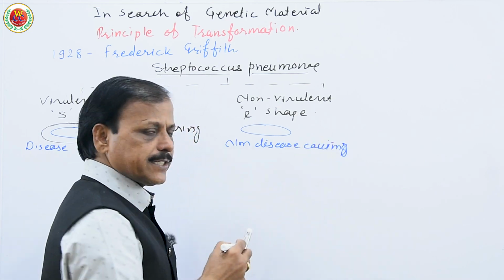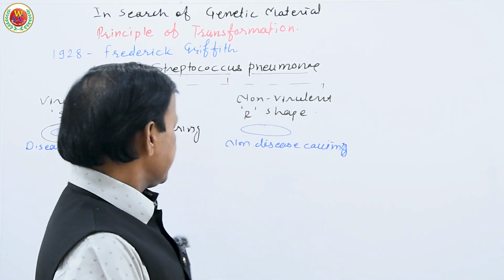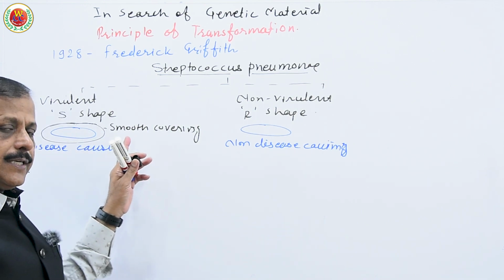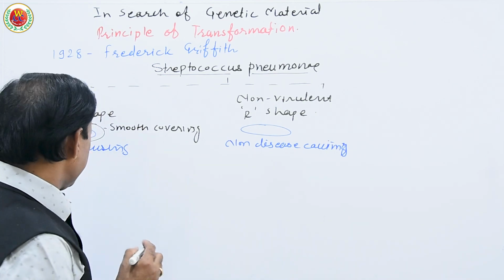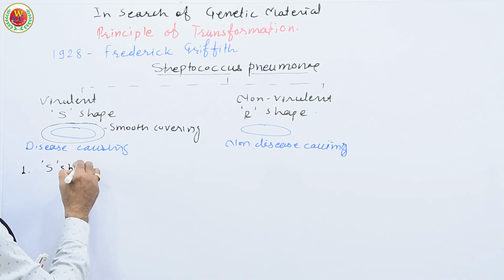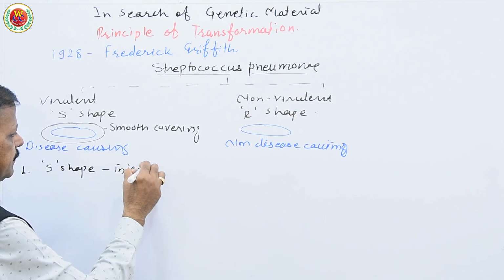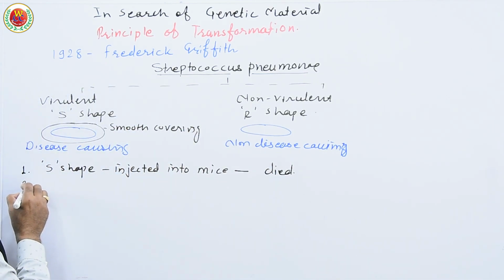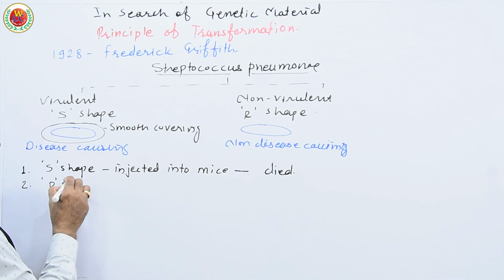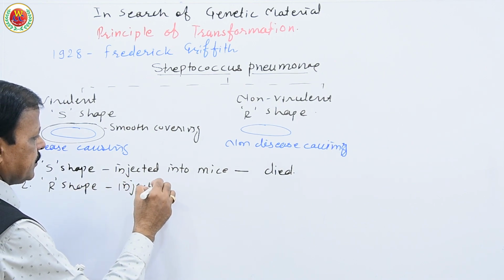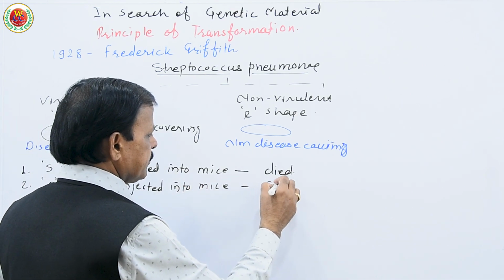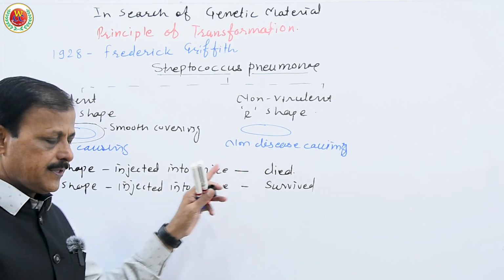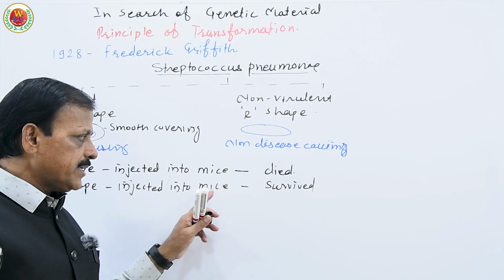So he selected these two strains for his experiment, and he carried it out in four steps. In the first step, he injected S-shaped bacteria into the mice. The mice died. As the next step, he injected R-shaped bacteria into the mice, and they survived. See, when he injected S-shape, which is disease causing, it caused pneumonia and the mice died. When he injected R-shape, which is non-disease causing, they did not get pneumonia and the mice survived.